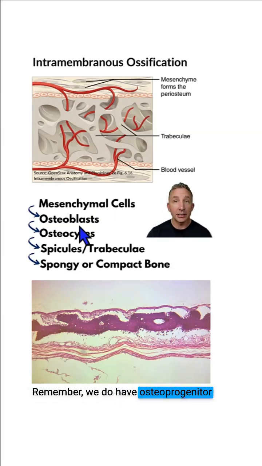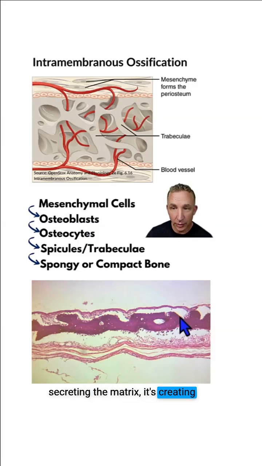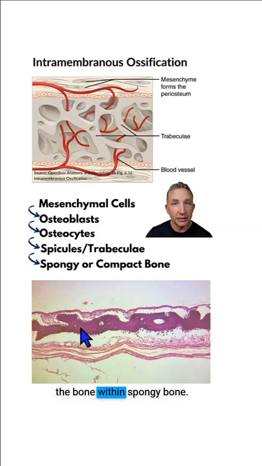Remember, we do have osteoprogenitor cells, and osteoprogenitor cells are our stem cells for bone. So we will see sometimes where the mesenchymal turns into osteoprogenitor and then osteoblast. But a lot of texts will say that it goes straight from mesenchymal to osteoblast to start secreting that matrix. And when we talk about secreting the matrix, it's creating the bone within spongy bone.